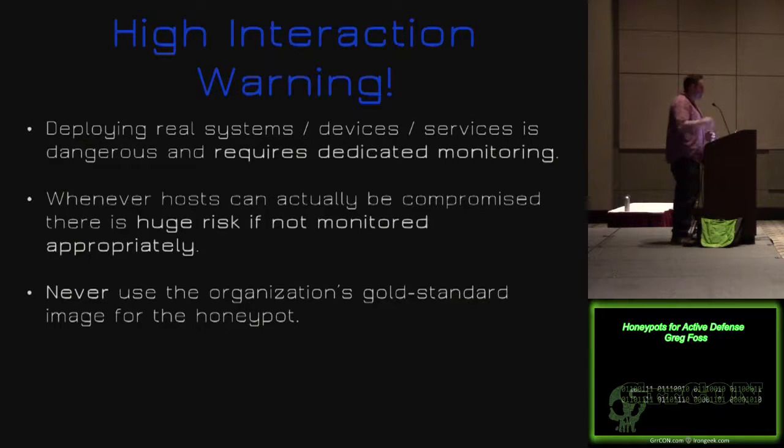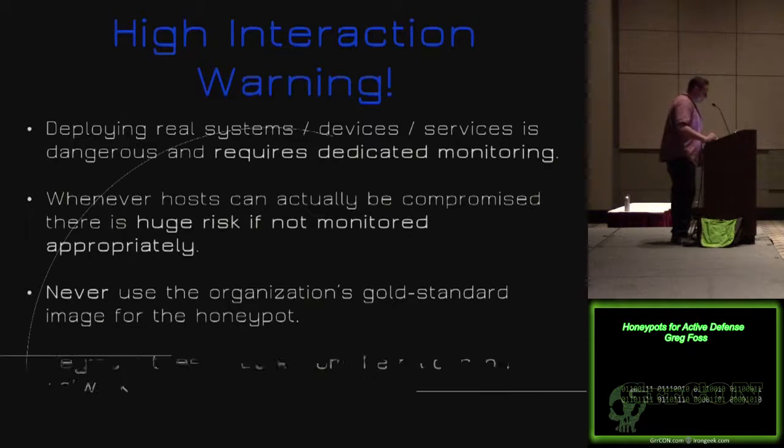Essentially what happened was they got on the host, dumped the local hashes from that box, and then used those hashes to pivot into the real network. And it is bad. So don't do that. Use a brand new image, make sure you know what you're doing if you're going to deploy these things, and have someone watching them to make sure something like that doesn't happen. And then segment.